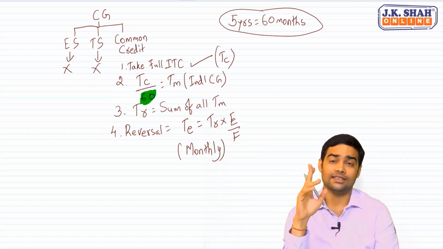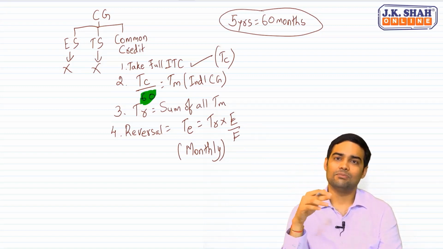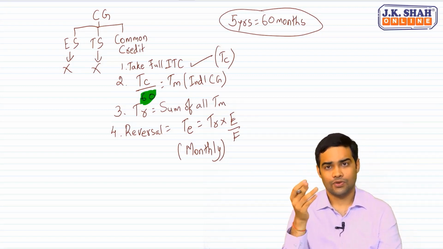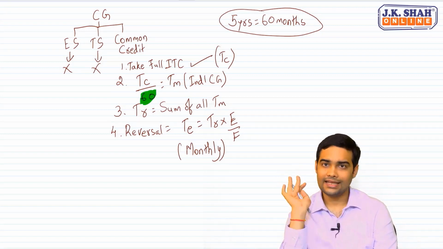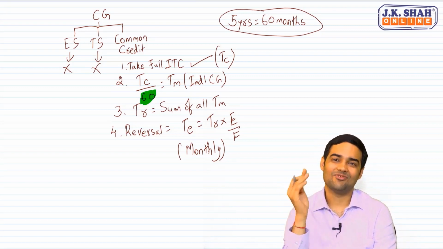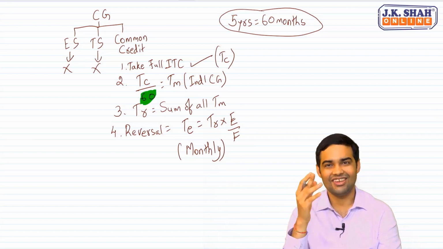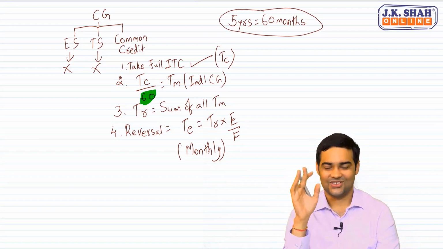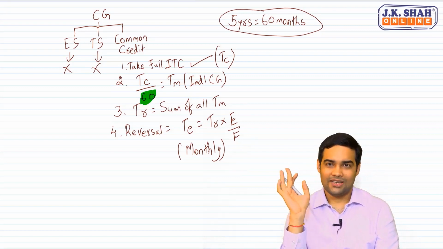And remember one thing, whenever you do the reversal, that reversal is with 18% per annum interest from the date of taking ITC till the date of reversal. That has to be computed on a regular basis. That's one of the reasons why most of the industry players don't take ITC on common credit if the amounts are small. Okay. Now, this was about capital goods.